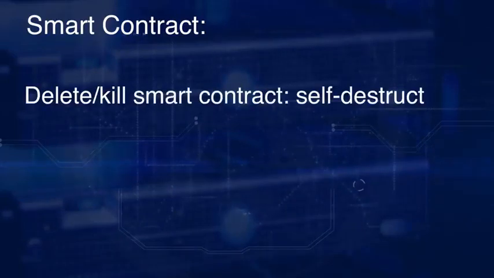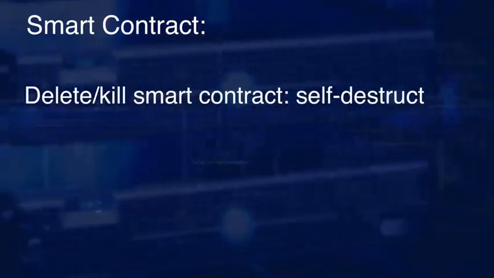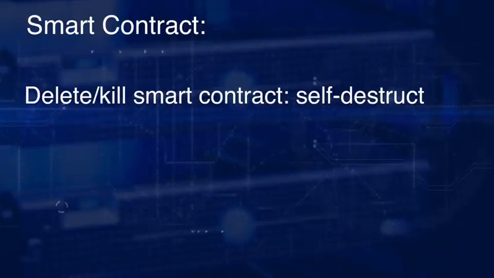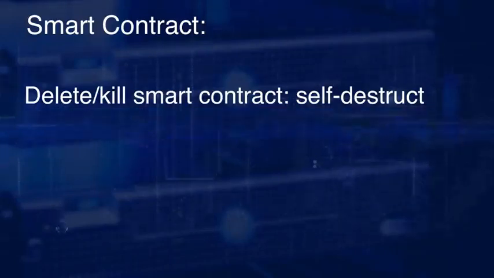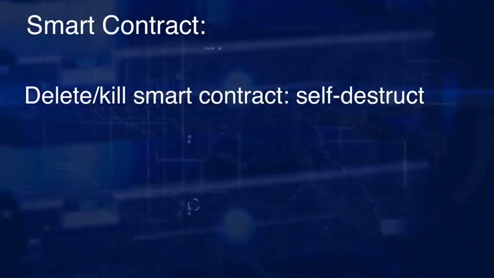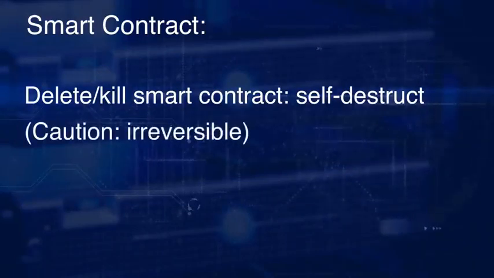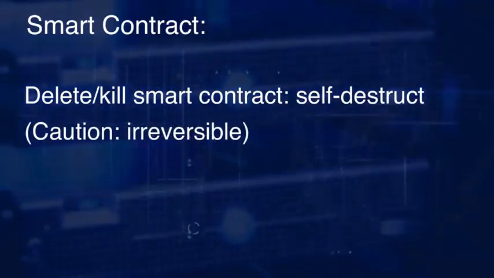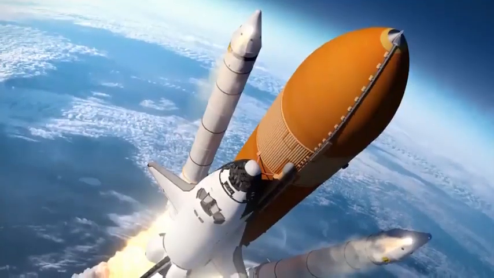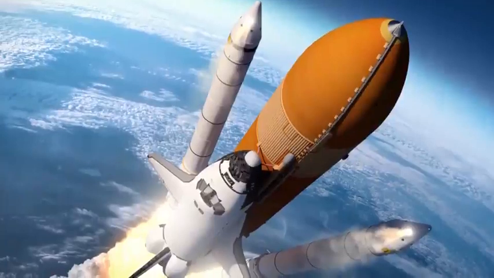To delete or kill a smart contract, Solidity provides a function called self-destruct. Understand this call is irreversible as per the default blockchain protocol. Once killed, the smart contract cannot be revived or accessed. It is like hurling an expired spaceship into the abyss of space.